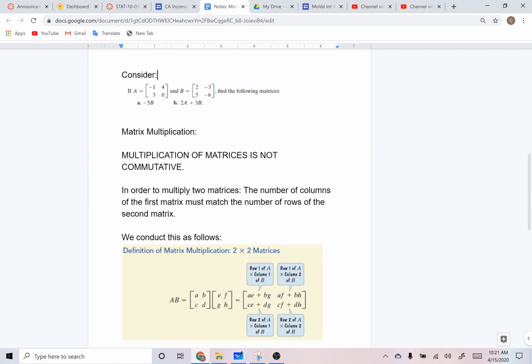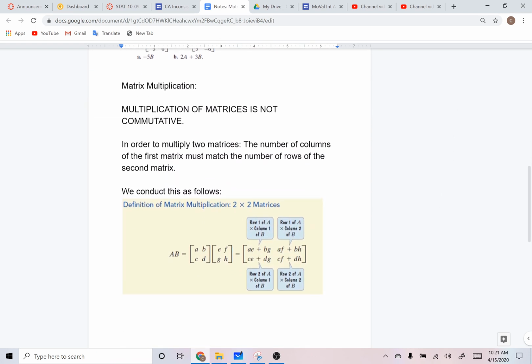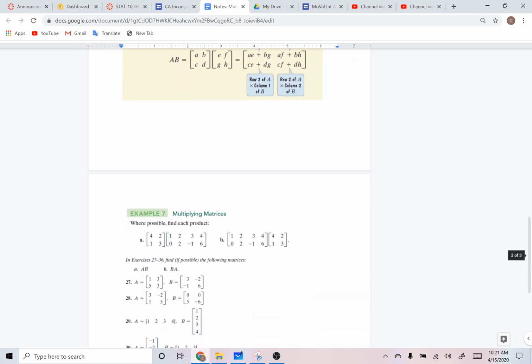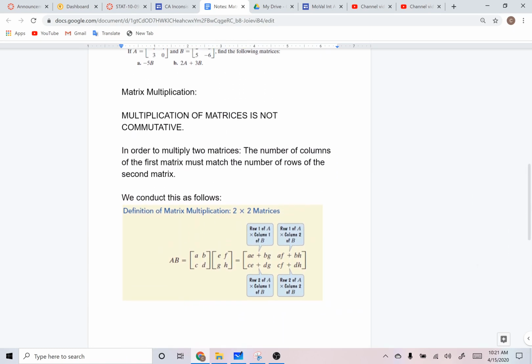Now, last but not least, we're going to talk about matrix multiplication. I will do that in the next video. There's quite a bit to it, and then I'll go through some examples.